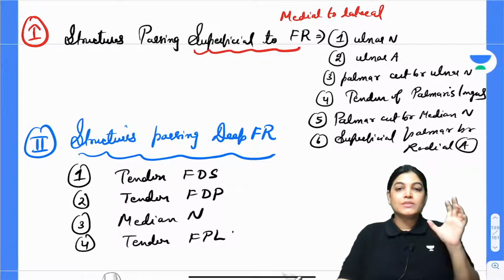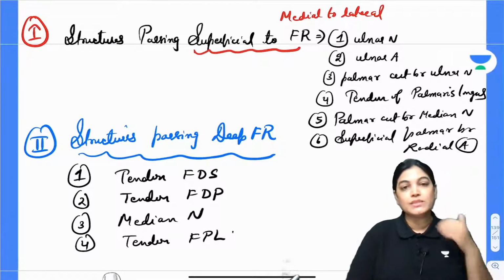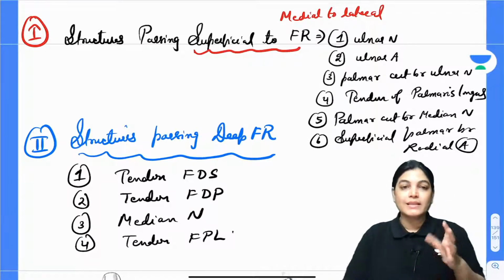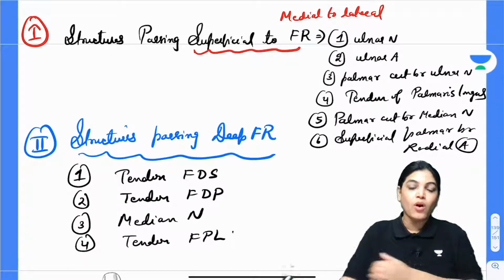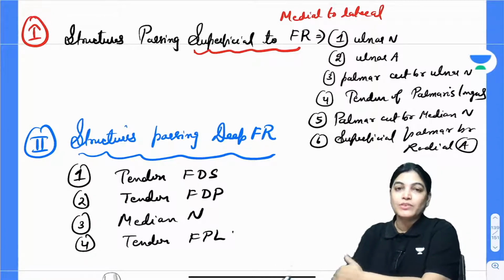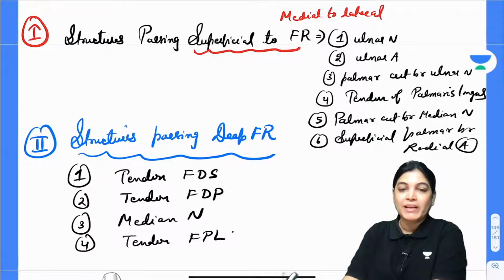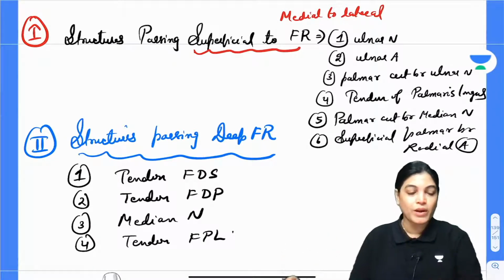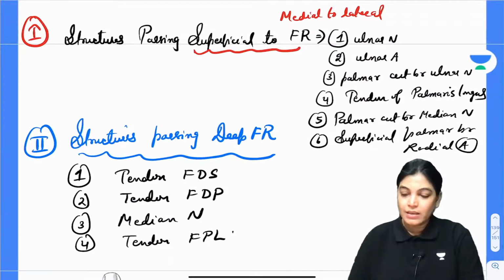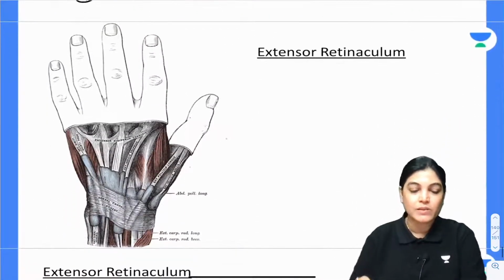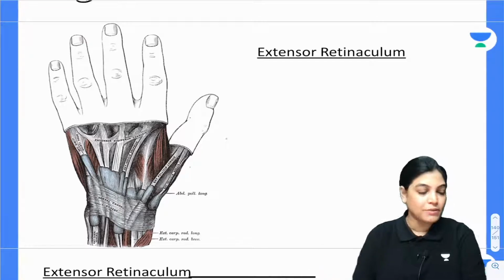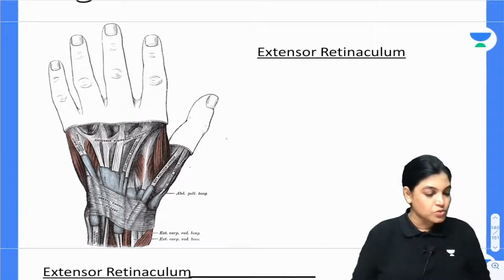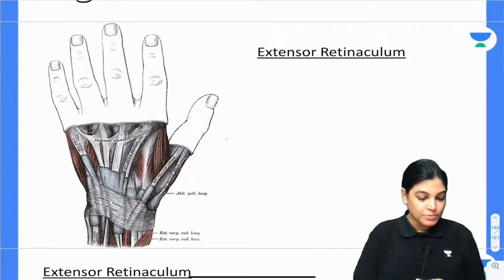So FCR is not passing below. Please be clear that it is not passing below or superficial to flexor retinaculum. FCR, flexor carpi radialis, passes through the gap within the flexor retinaculum. That was the point I wanted you to be clear about. So we have done with this. Any doubt, please let me know.